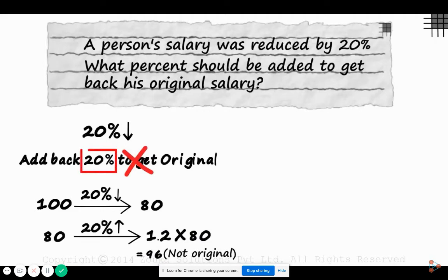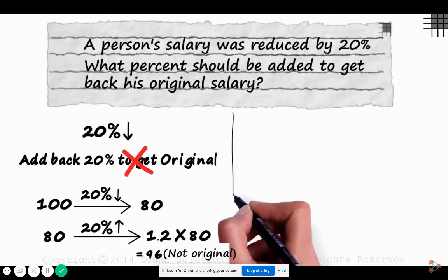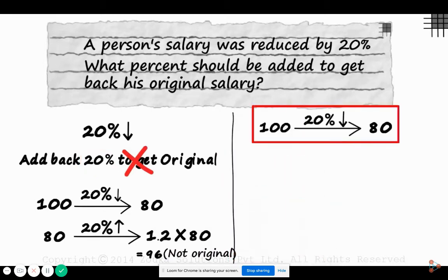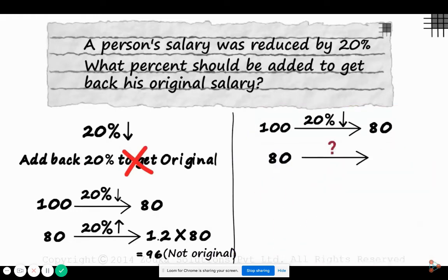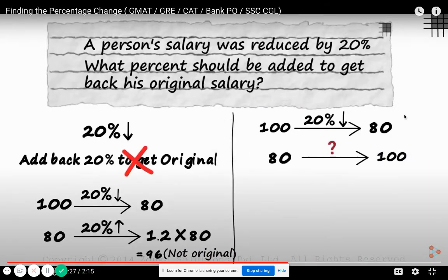Okay, we know it's not 20%. So what is the answer? We know that 100, when reduced by 20%, gives us 80. The question is, 80 has to be increased by what percent to get back 100? So if you see here, this person is actually using percentage change to solve this particular problem. She took 100 and used the 20% decrease, which gave the answer as 80. Now, what is missing here? The original value is there, the final value is there. Now she has to find the percentage change.